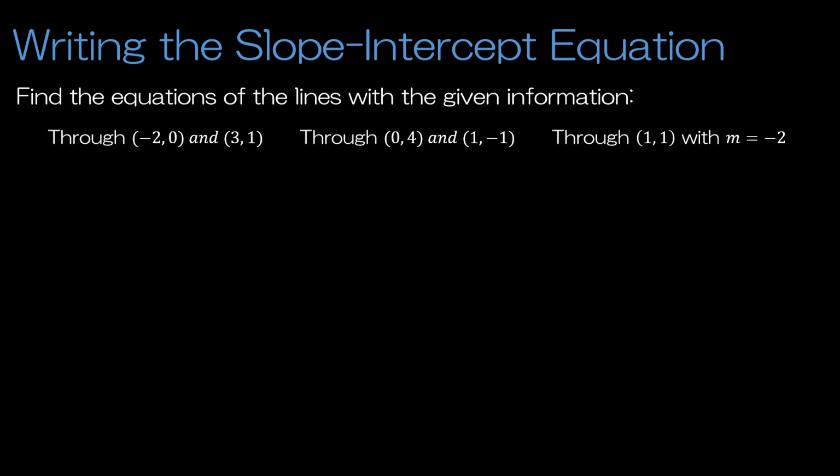We have 3 examples here, and you can choose to do any of them on your own. The first 2 we have already found the slope for, so they will look familiar to you. The third one is not familiar to you. Keep in mind we're going to be using the equation for slope, y2 minus y1 over x2 minus x1, and the point slope form, y minus y1 is equal to m times x minus x1. So let's take a look at the first one together.